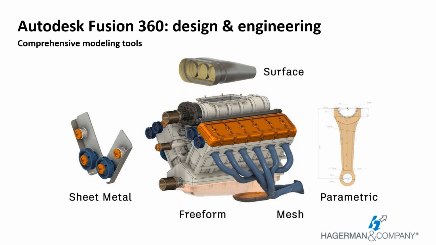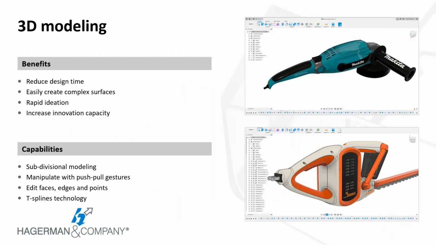Fusion's been built from the ground up as a cloud-based design software. This means that you can take your ideas all the way to manufacturing without ever leaving Fusion. You can do surface modeling, sheet metal, freeform, mesh modeling, even specific parametric design. As we get into this, Fusion gives you the ability to create your concepts and complex designs with ease. The flexibility that you have between parametric and freeform design enables you to focus on your design work.